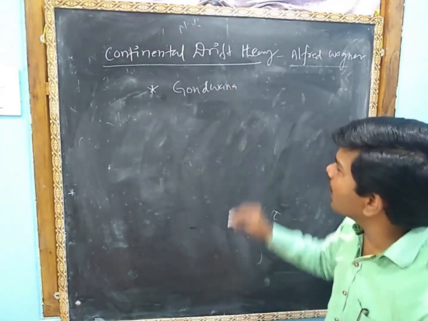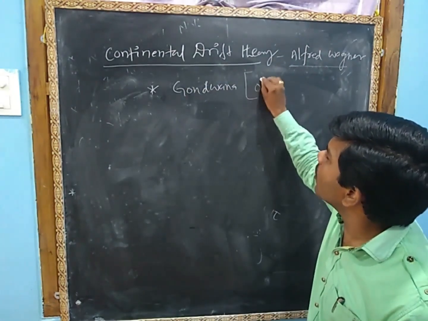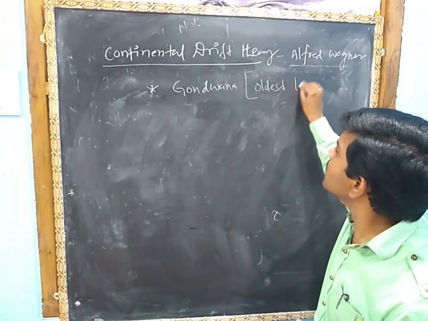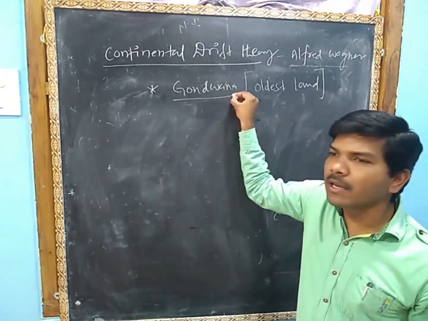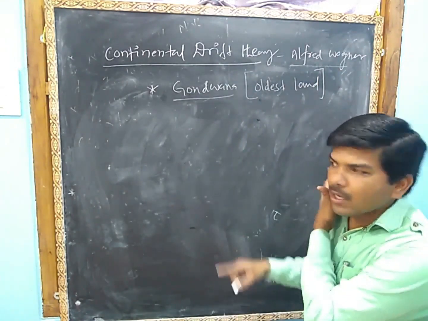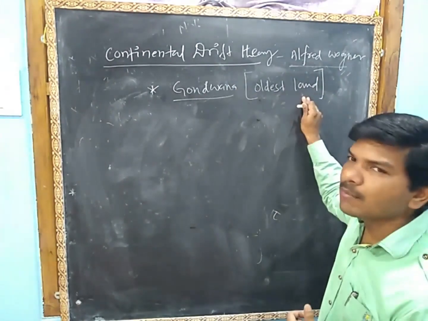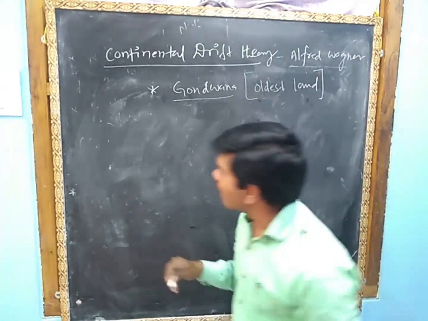Formed from Gondwana land. So Gondwana land is the oldest landmass in the world. I repeat, very, very important from the examination point of view. Gondwana land, oldest landmass in the world.